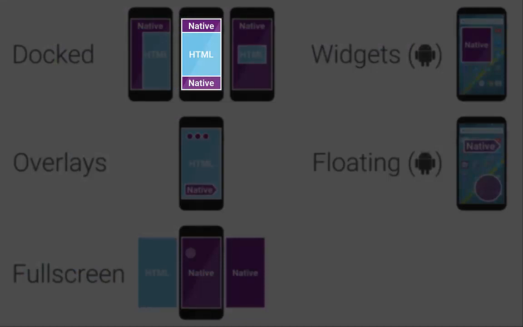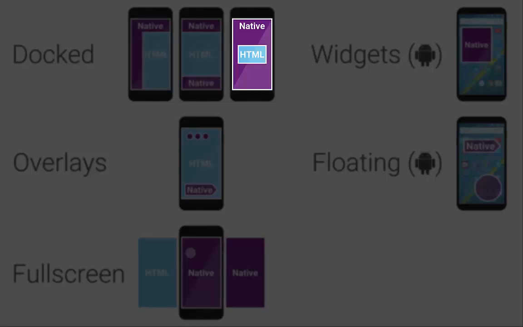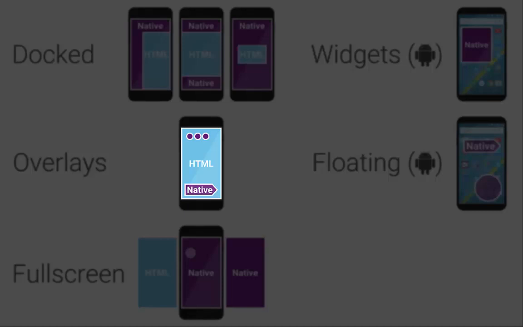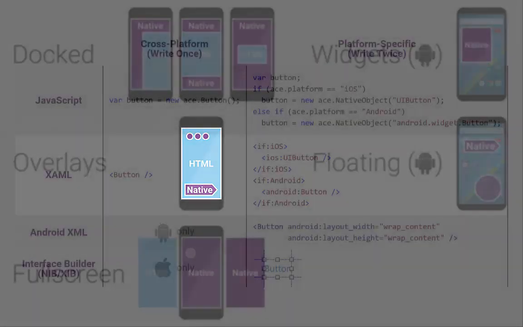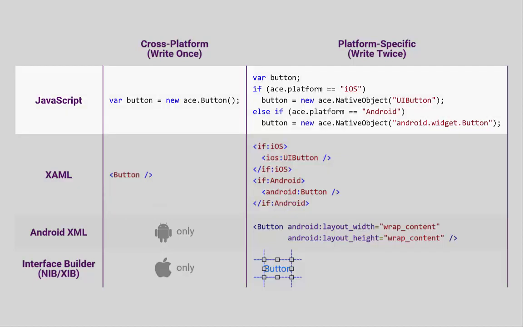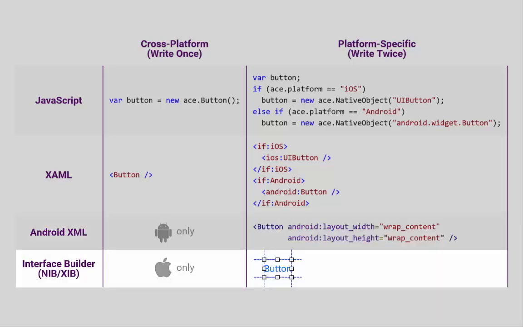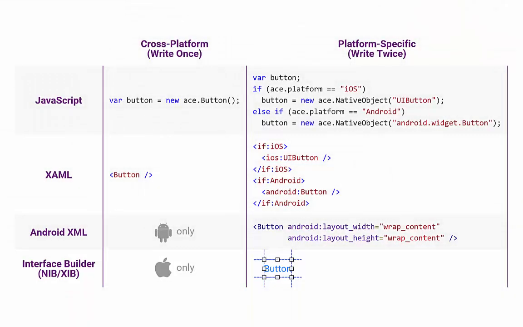ACE provides various cross-platform panels to make it easy for you to arrange the content in all sorts of different layouts. But next we're going to look at overlaying native UI on top of HTML. Although the last example used XAML markup to define the native UI, that's just one of many options. You could completely build your UI programmatically in JavaScript, or for Android you can still use Android XML, and for iOS you can use Interface Builder, and you can easily integrate this UI into your Cordova app.